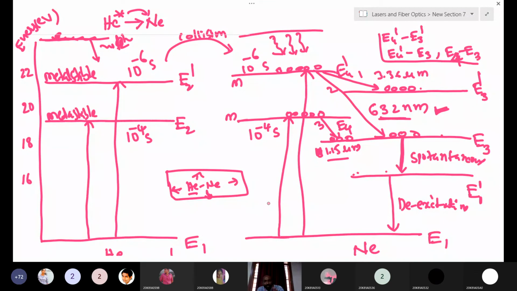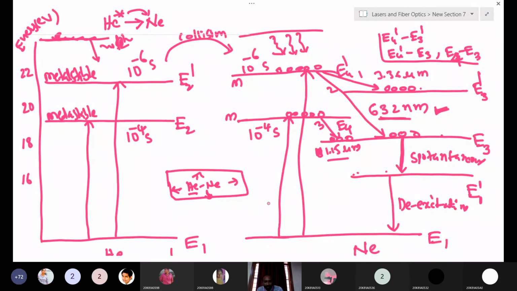There are three possible transitions in the helium-neon laser. First one, E4 dash to E3 dash, will emit 3.36 micrometer wavelength photons. And the second one is the famous and most dominant transition in the helium-neon laser, from about 21 electron volts to about 18 electron volts. That is 632 nanometers. The third one, E4 to E3 dash, will emit 1.15 micrometer light.